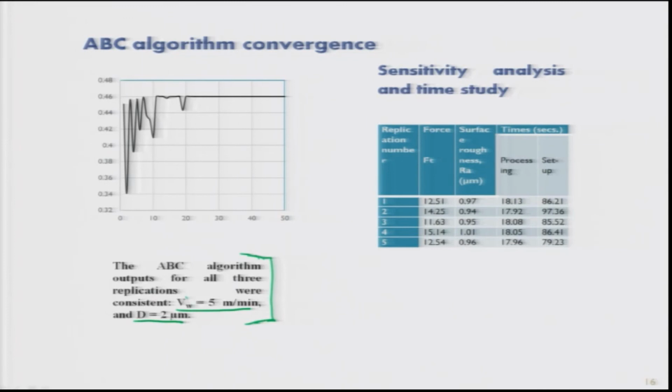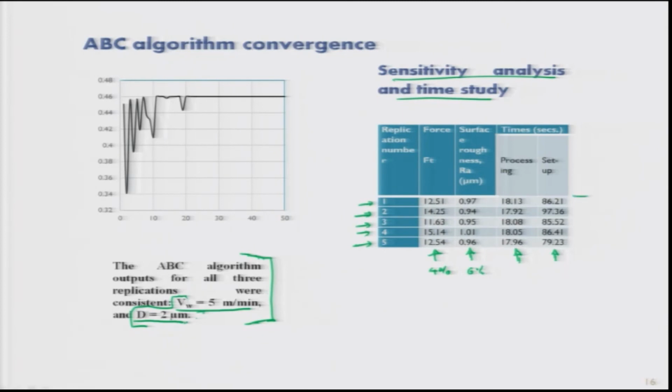So using these selected parameters, sensitivity analysis and time study was conducted, that is, 5 replicates of the experiments were obtained, and we found this is my force, this is my roughness, and these are the times for processing and times for setup of workpiece here. In this case we found about 4% variation, in this case the variation was about 6%. So this is kind of acceptable.